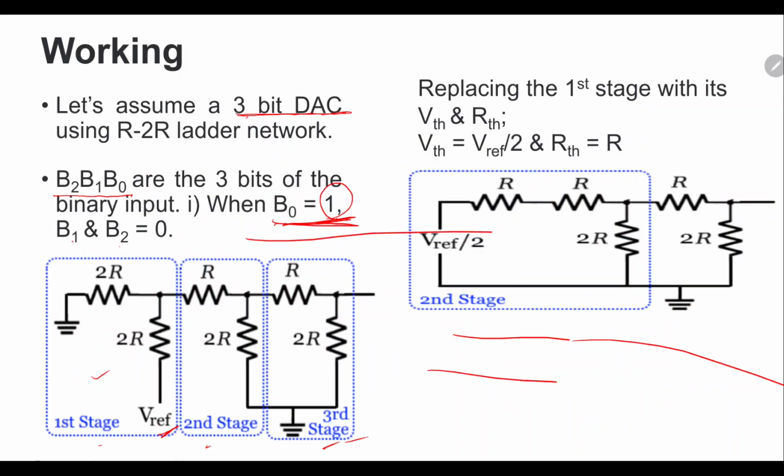Next, see. So this is the first stage, second stage, third stage. We have to replace each of these stages, and finally we have to get the equivalent Thevenin circuit for the given combination. Here we have given B0 equal to 1, B1, B2 is 0. Now for this pattern of 3 bits, what will be the final output V out, that we have to find out.